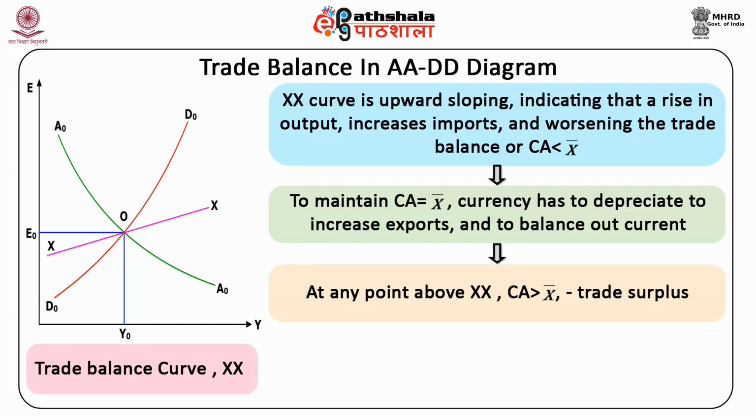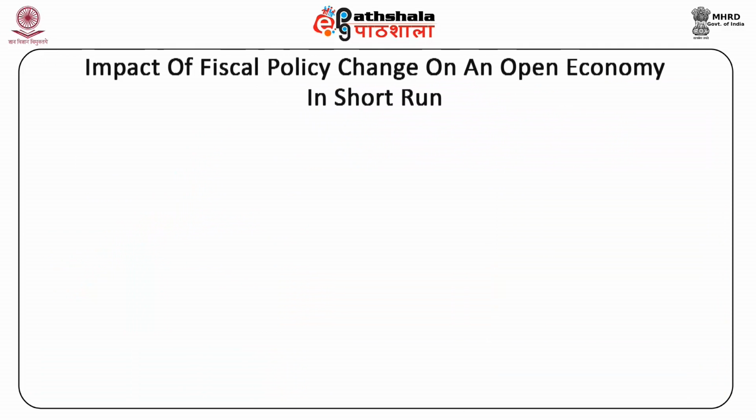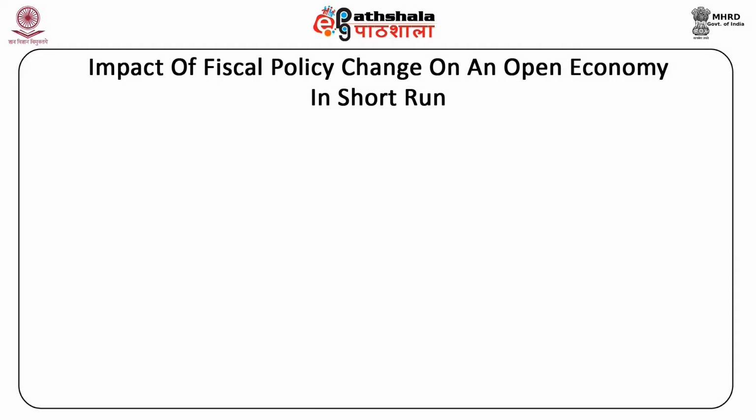This is so because the economy attains both external and internal balance at point O. Any point above the XX curve implies exchange rates have depreciated, leading to increased demand for domestic goods. Similarly, any point below the XX curve means that exchange rates have appreciated, making domestic goods expensive and worsening the trade balance. We now study the impact of fiscal policy change on an open economy in the short run.